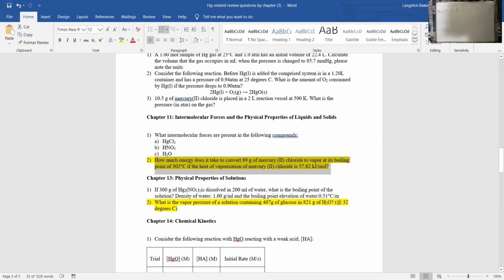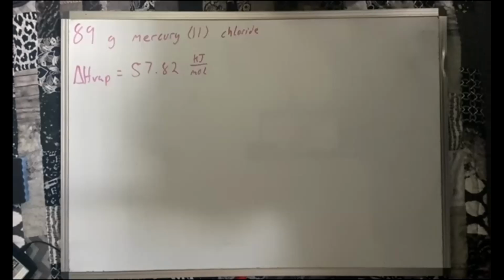Okay, first thing to take notice of is that this number is not really important to us right now, because all it's saying is that this liquid mercury II chloride is already at this temperature and it's just going through boiling, essentially, just going to be vaporized. So this number isn't that important.